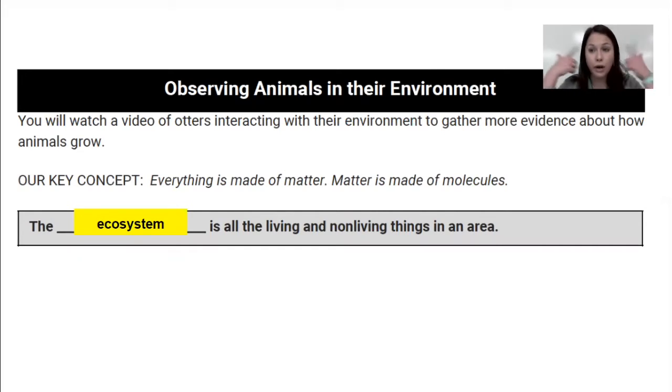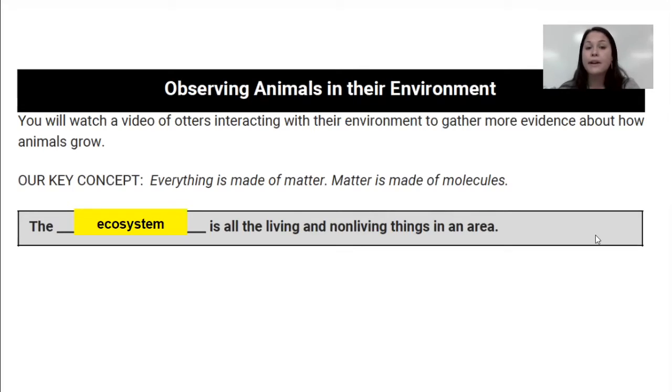The key concept that we're keeping in our brains today is that everything is made of matter. And I want to clear something up after last week. I saw a few of you in your exit ticket wrote that everything matters. Even if that's true in an ecosystem, we're not talking about something that matters as being important. We're talking about matter as molecules and atoms brought together to make matter. Everything in the world is made out of atoms and molecules, which come together and make matter. So our key concept is that everything is made of matter, and matter is made of molecules.